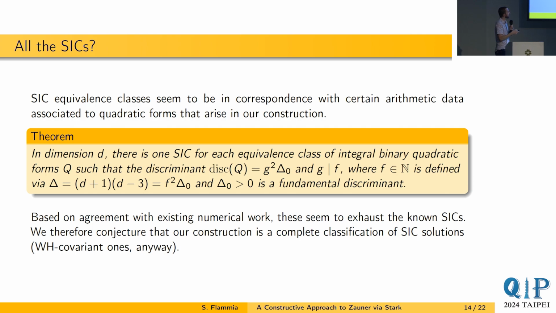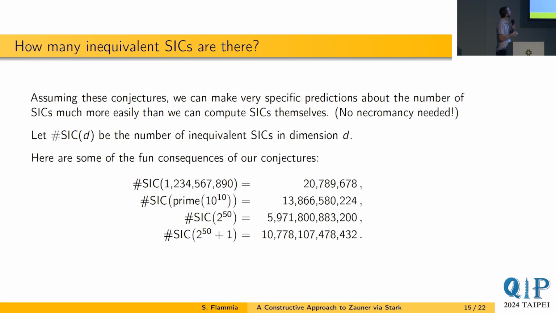So SICs seem to be classified by the following algebraic information. I see I'm running out of time. They seem to be classified by the equivalence classes of integral binary quadratic forms that satisfy some certain divisibility constraint on their discriminant. We can provably construct one for every class. It doesn't seem, from the numerical work, like there are any more. So we believe this is probably all of the solutions.